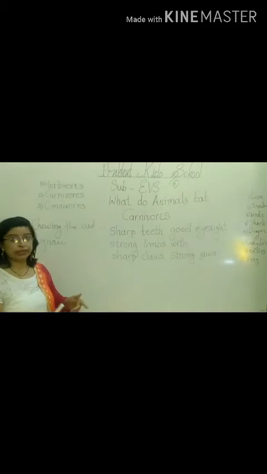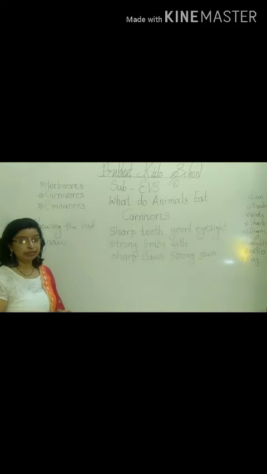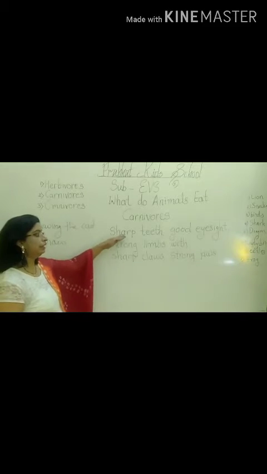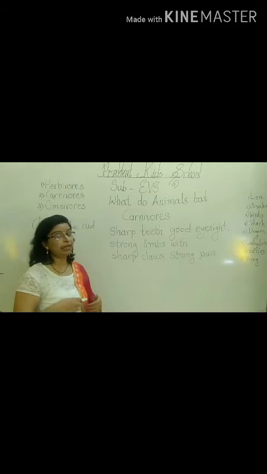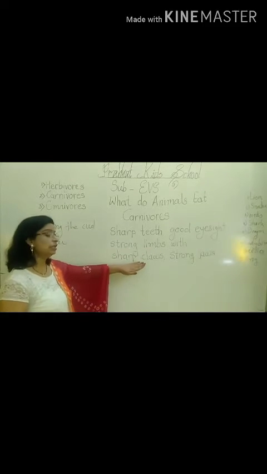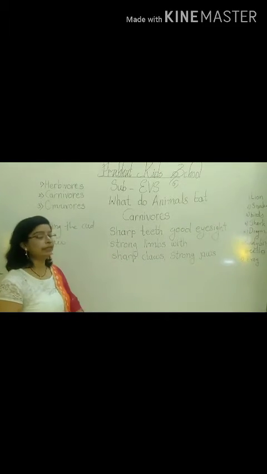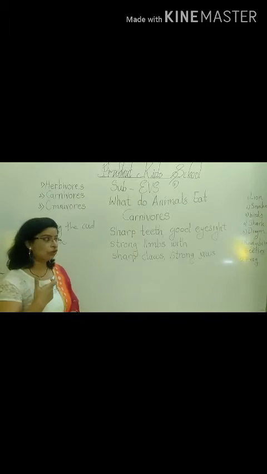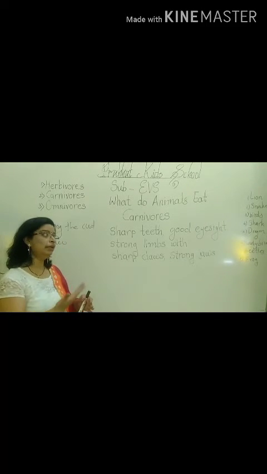Now see students, lion and tiger kill other animals. So their teeth are sharp. They have good eyesight. They have strong limbs. They have sharp claws also, and their jaws are strong too. They kill other animals and eat the flesh of those animals.